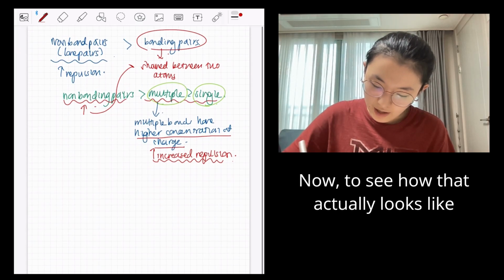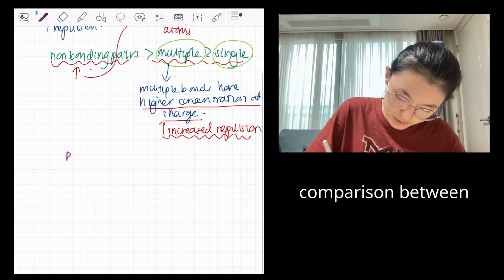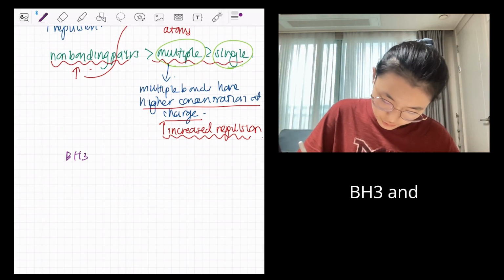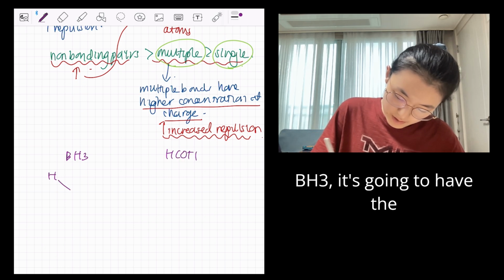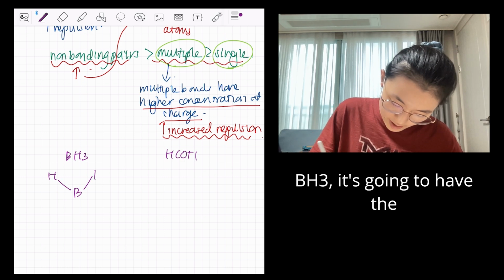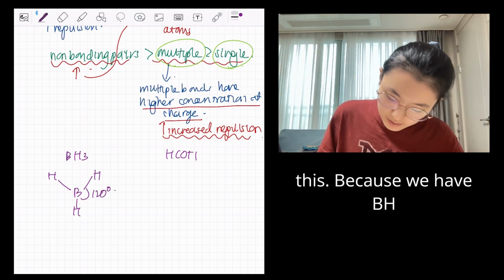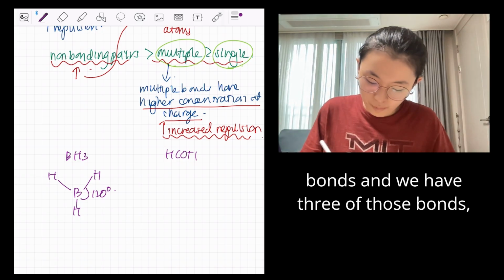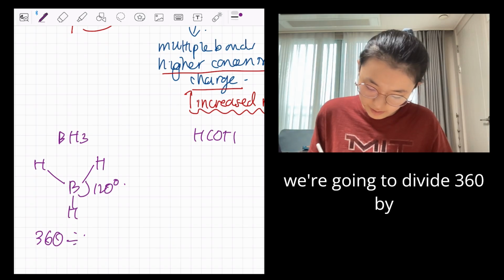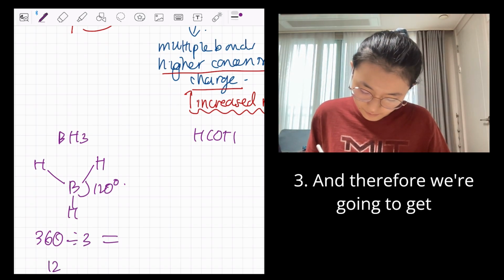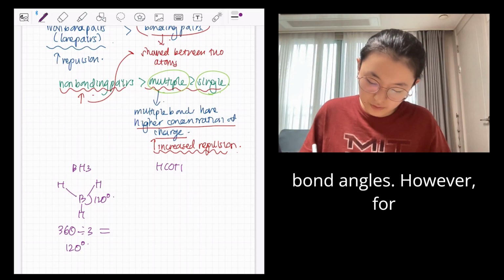Now, to see what that actually looks like for certain molecules, let's explore the comparison between BH3 and HCOH. Now, BH3 is going to have the molecular geometry of something like this. Because we have B-H bonds and we have 3 of those bonds, we're going to divide 360 by 3, and therefore we're going to get 120 degrees for each of these bond angles.